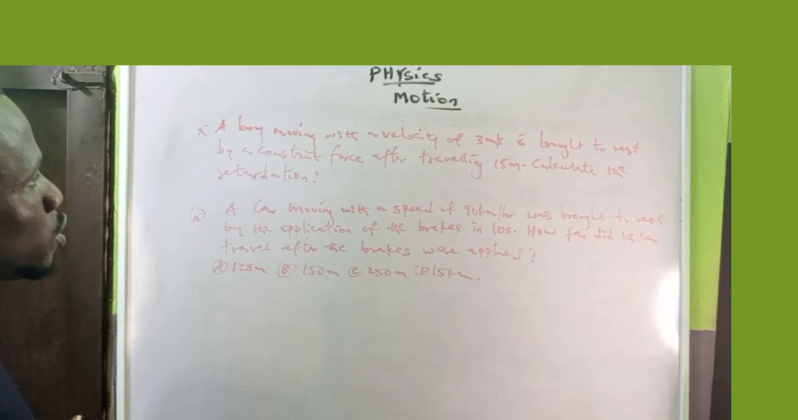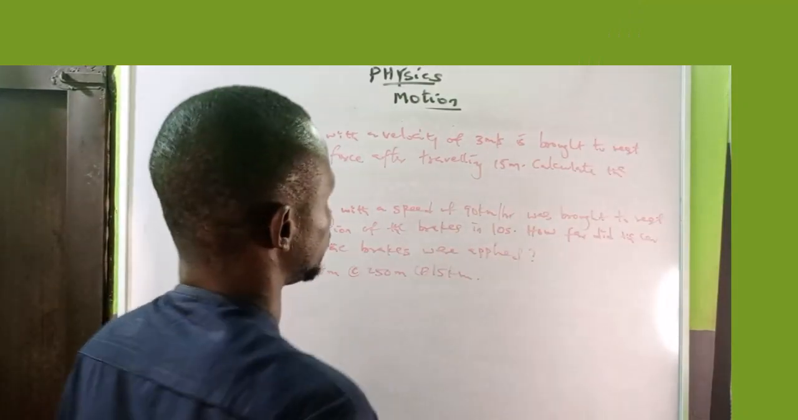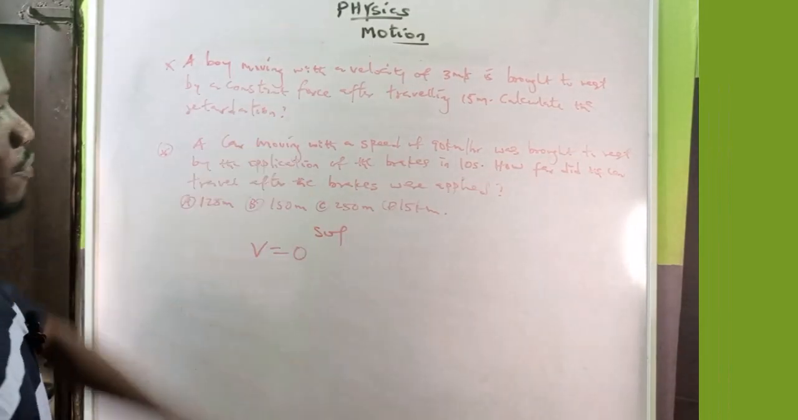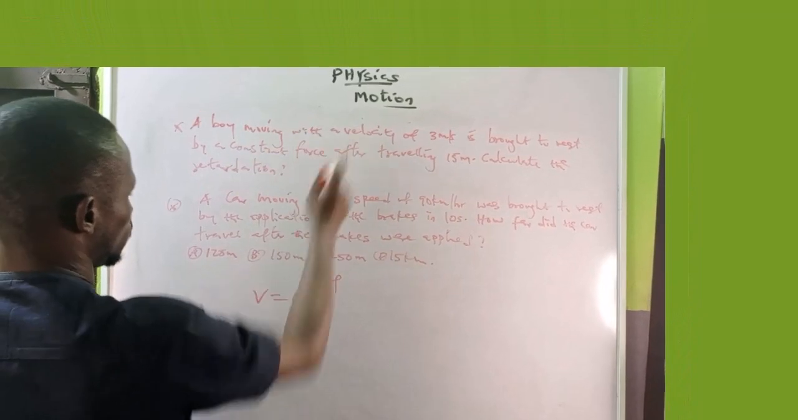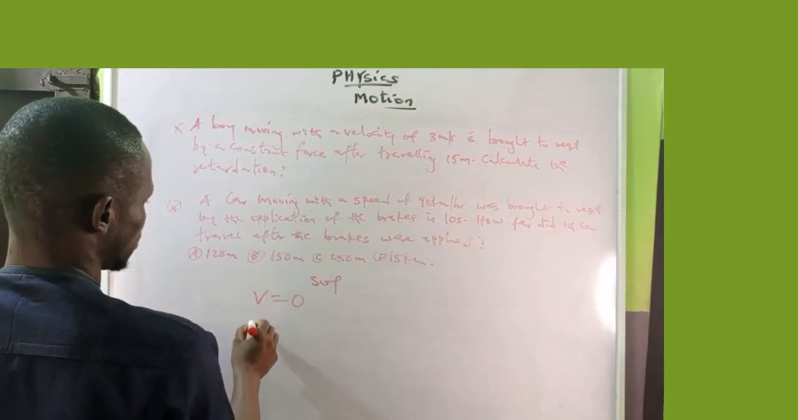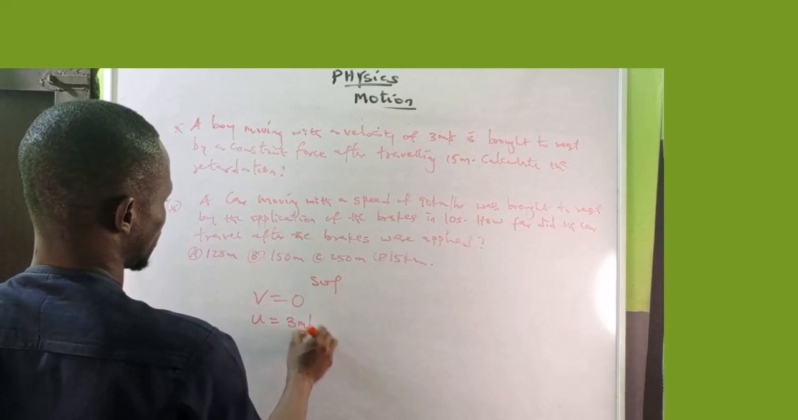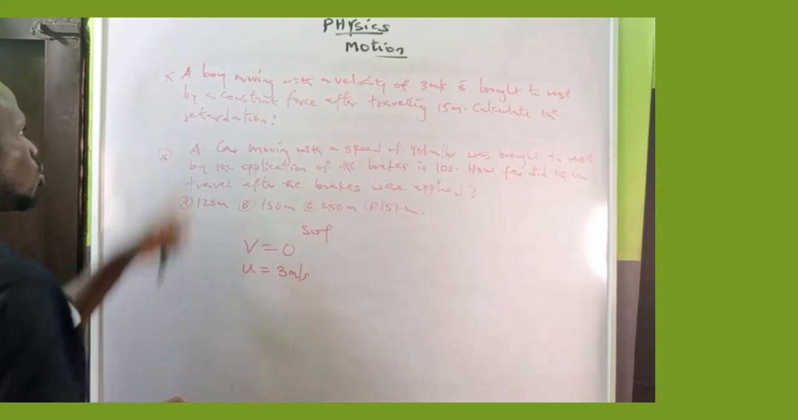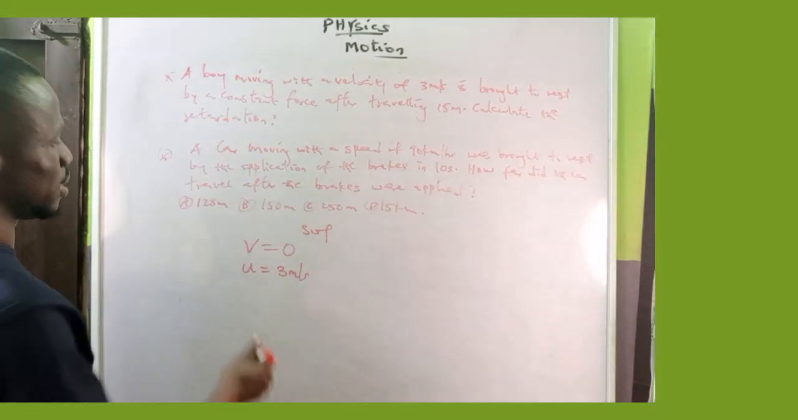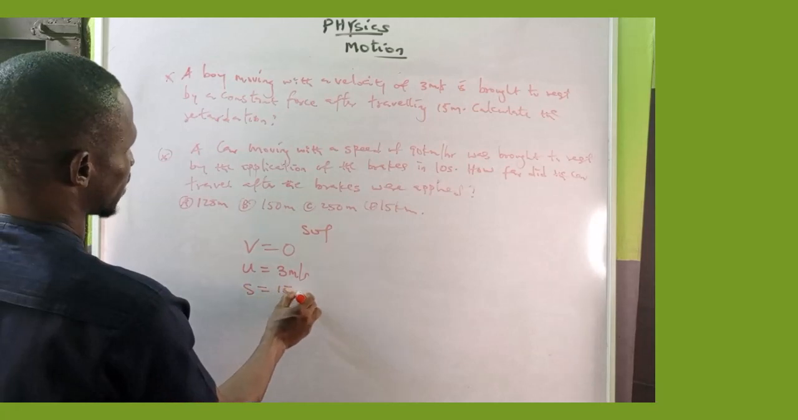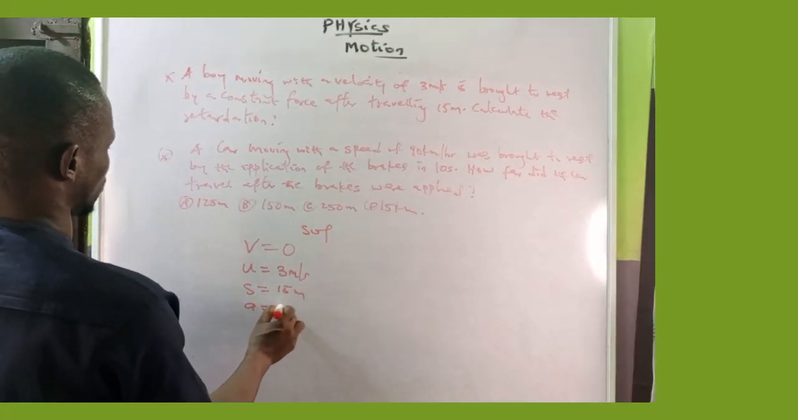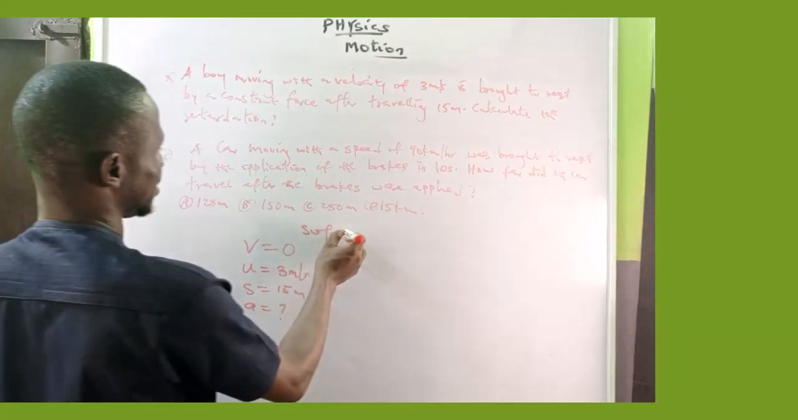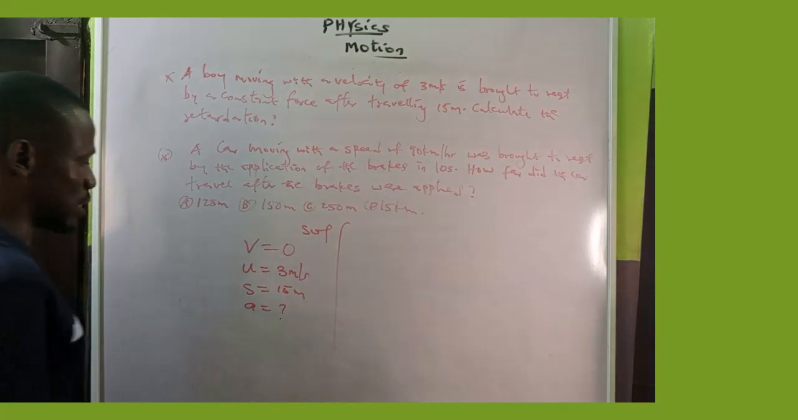A body moving with a velocity of 3 meters per second is brought to rest. Let's solve the first one. Final velocity is 0 by a constant force after traveling a distance. So for a body moving with a velocity, the initial velocity is going to be 3 meters per second, while the final velocity is 0 because it's brought to rest. By a constant force after traveling a distance s of 15 meters, calculate the retardation. Retardation is the same as acceleration. Acceleration that is coming to rest, that is decelerating, that is decreasing with time.